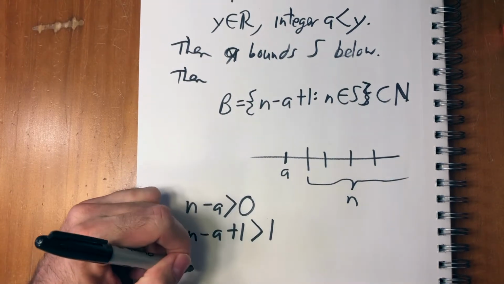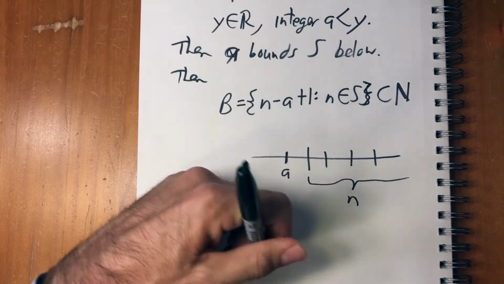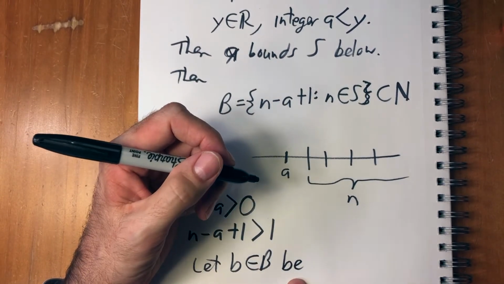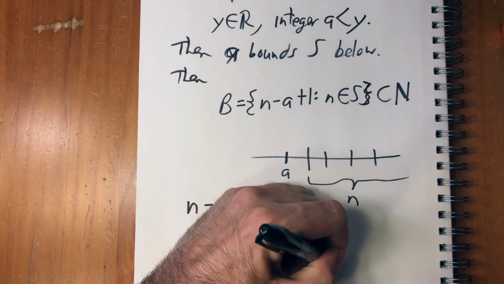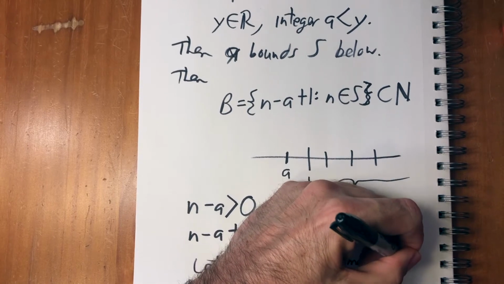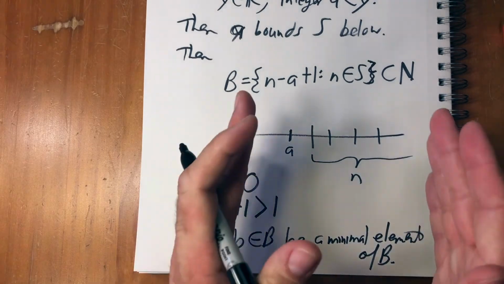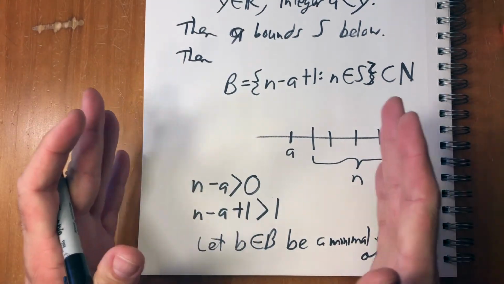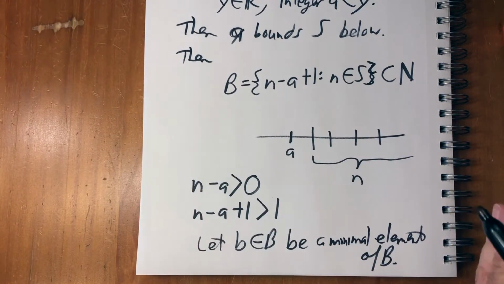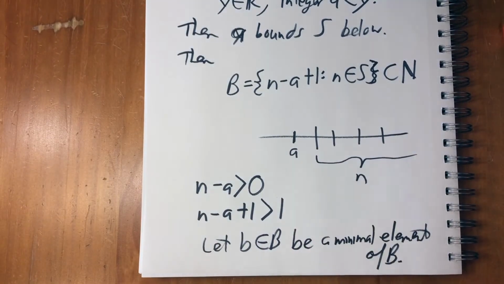Let's call that b. So let b, an element of B, b, how about that? Three in a row. Let b in B be a minimal element of B. So basically what we've done is we've just taken the set S and shifted it so that it's all to the right of 0, so that they're all natural numbers instead of integers, which might be negative also.